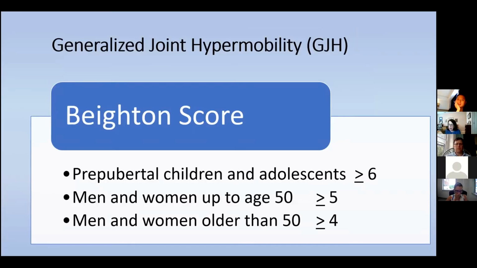So another thing that happened with the 2017 criteria is we changed the cutoffs for generalized joint hypermobility depending on age. So we now consider that prepubertal children and adolescents have generalized joint hypermobility if the Beighton score is more than or equal to 6. For men and women up to age 50, we use a cutoff of 5. And for men and women older than 50, we use a cutoff of 4.